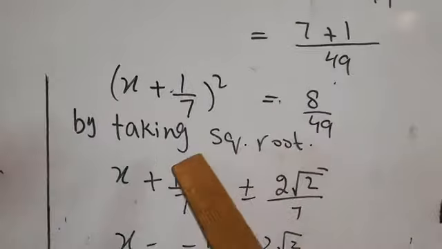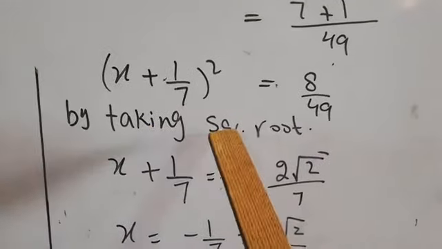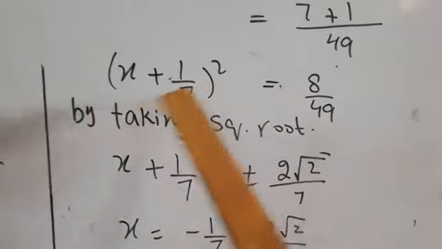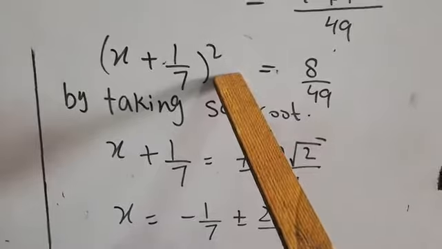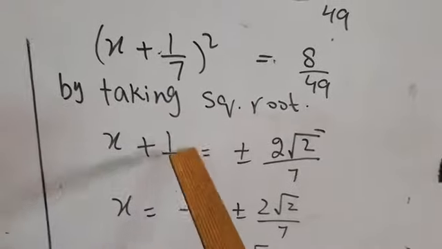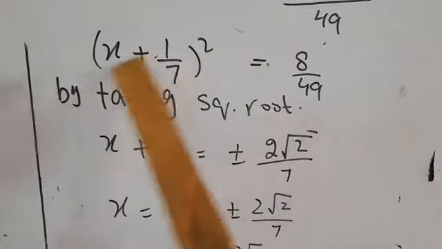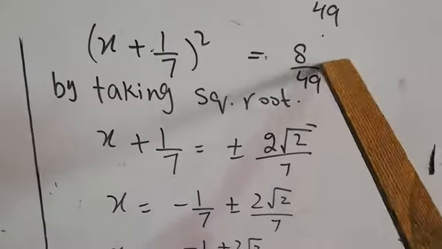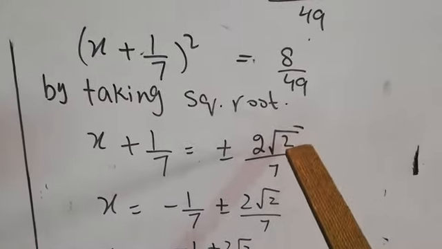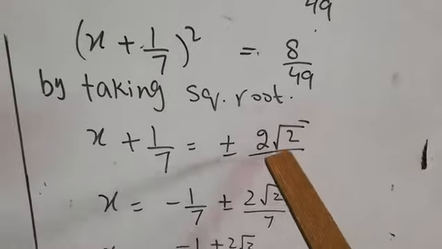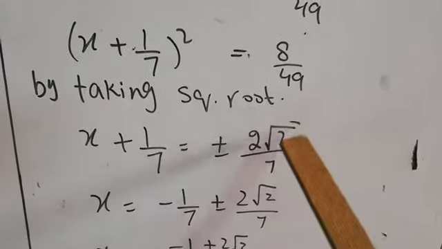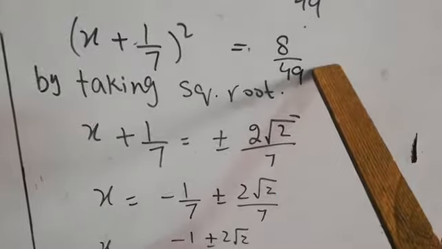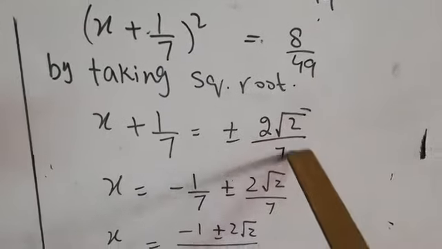After that, we will take the square root to find the value of x. So we will take the square root and then we will get x plus 1 by 7, since square will be cancelled by square root. And here, you know that the square root of 8 is 2 into square root 2. So plus minus 2 into square root 2 by 7. The square root of 49 is 7.